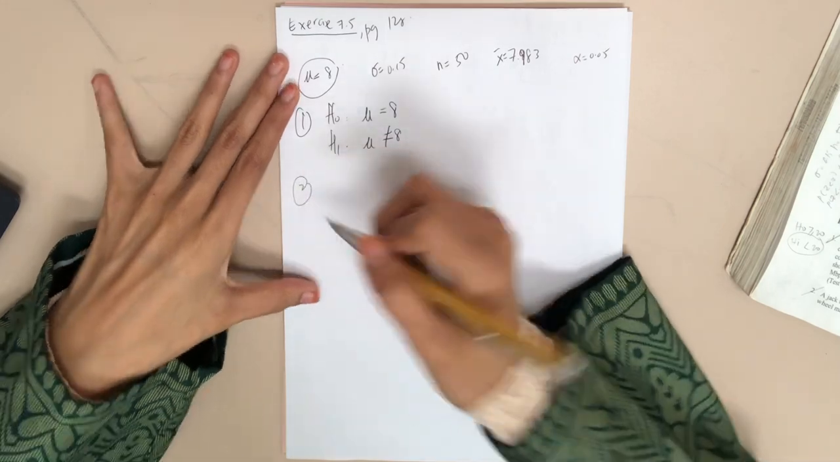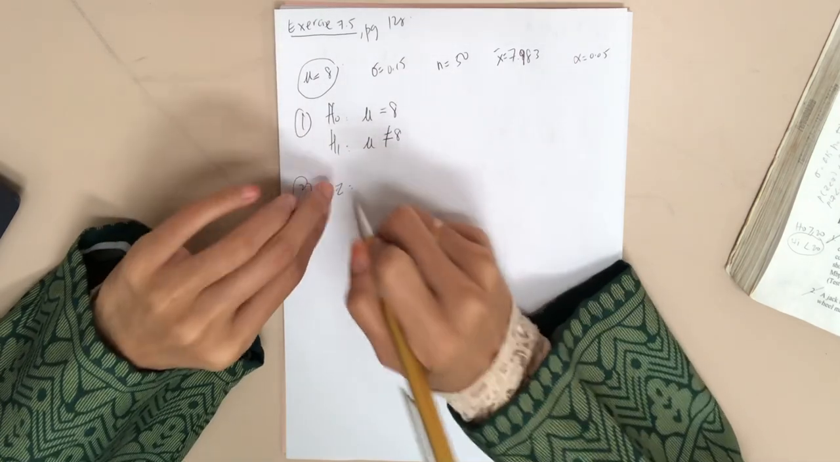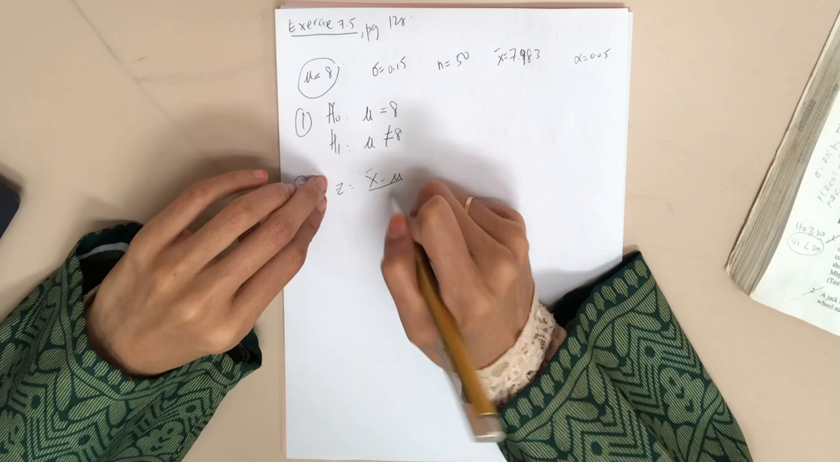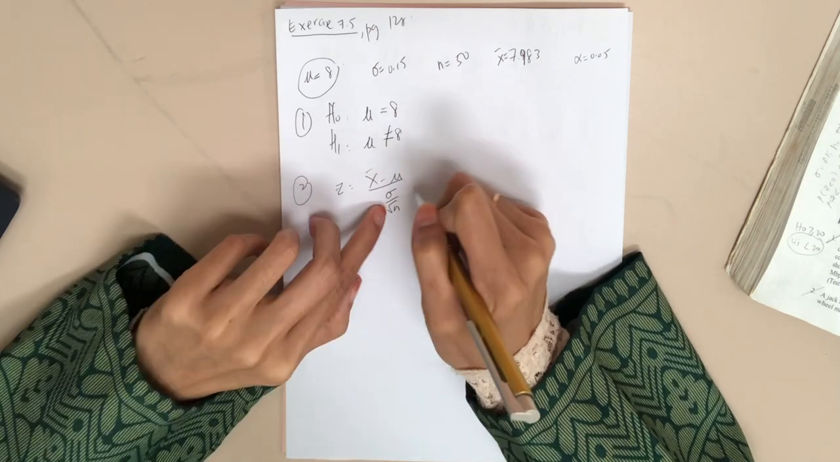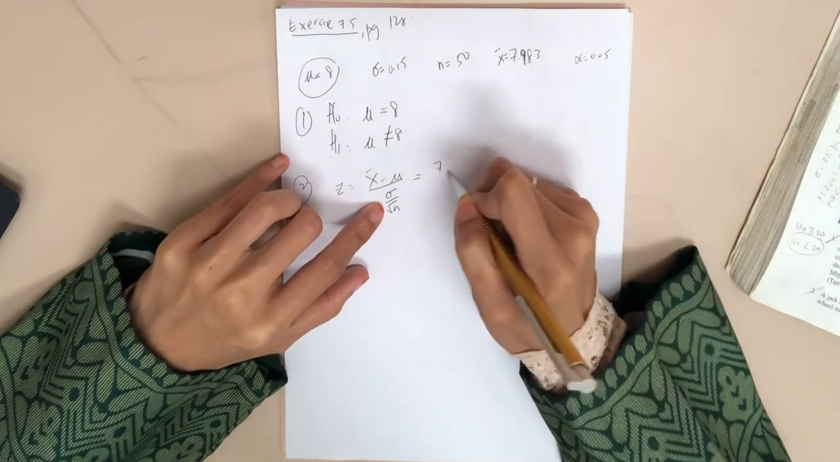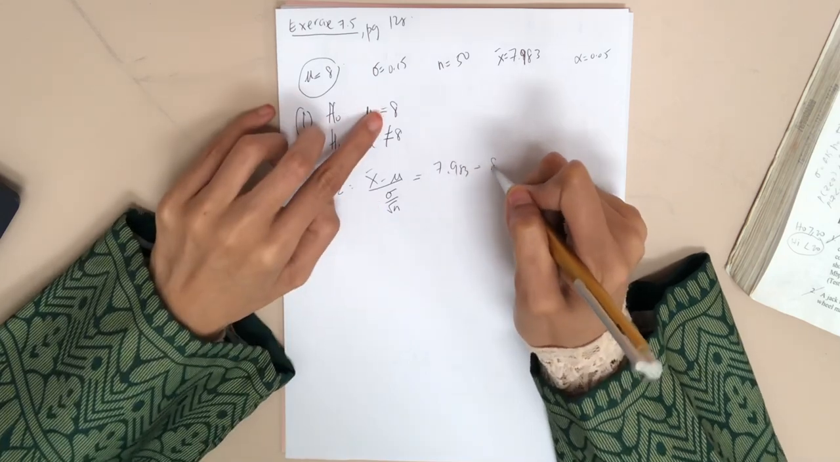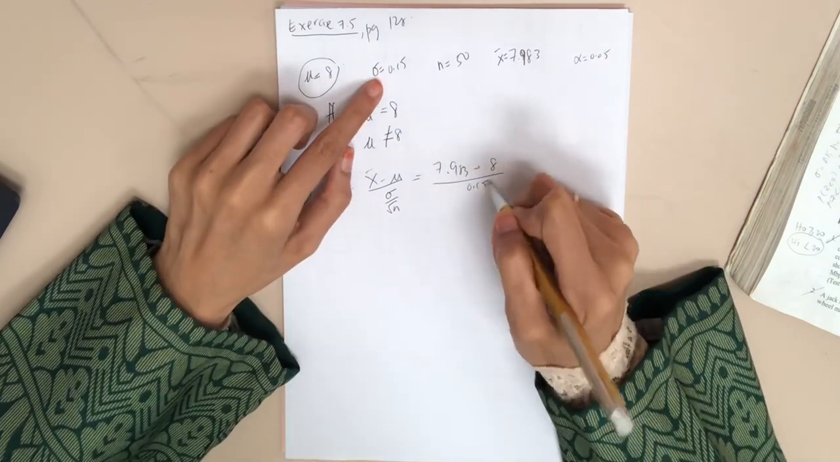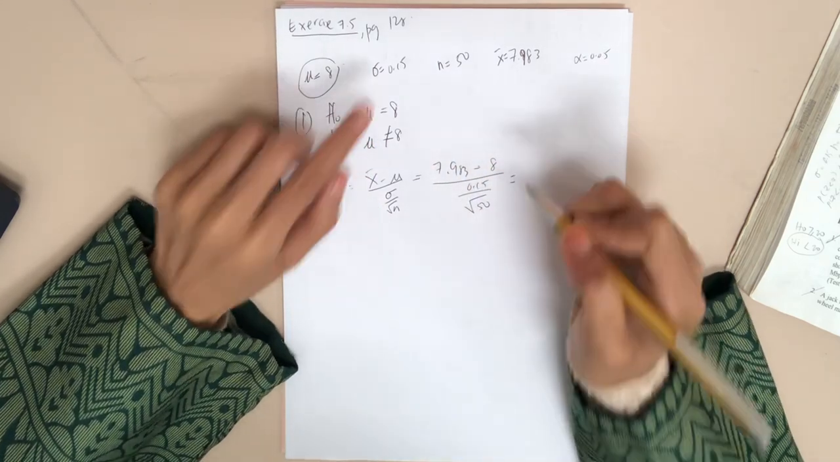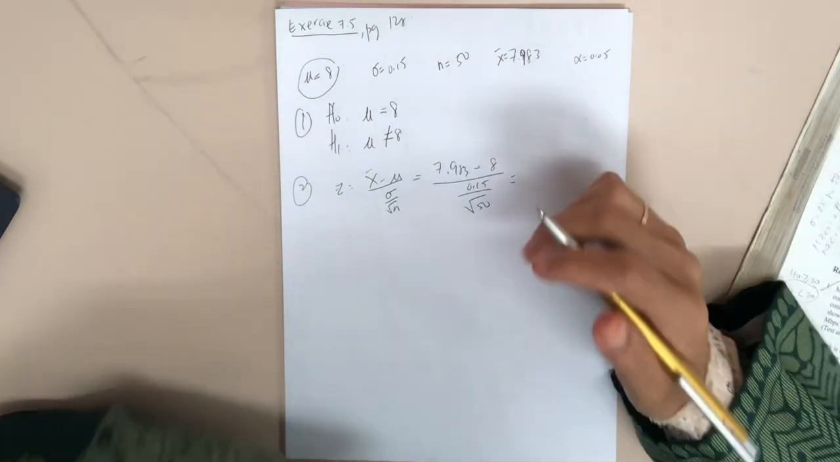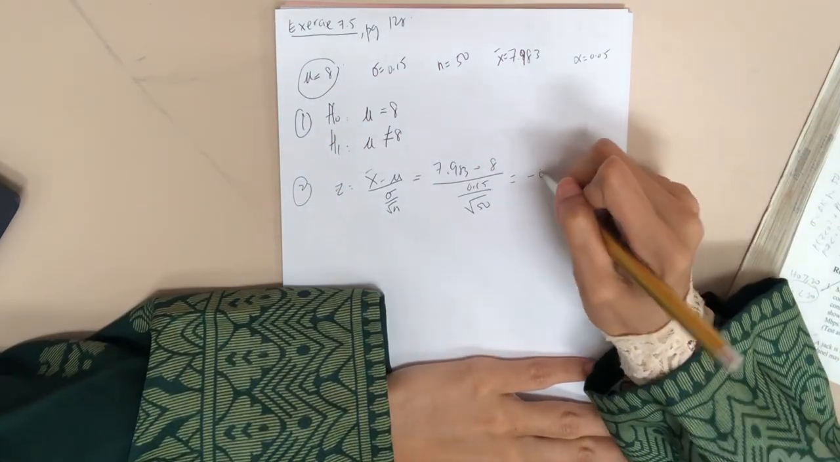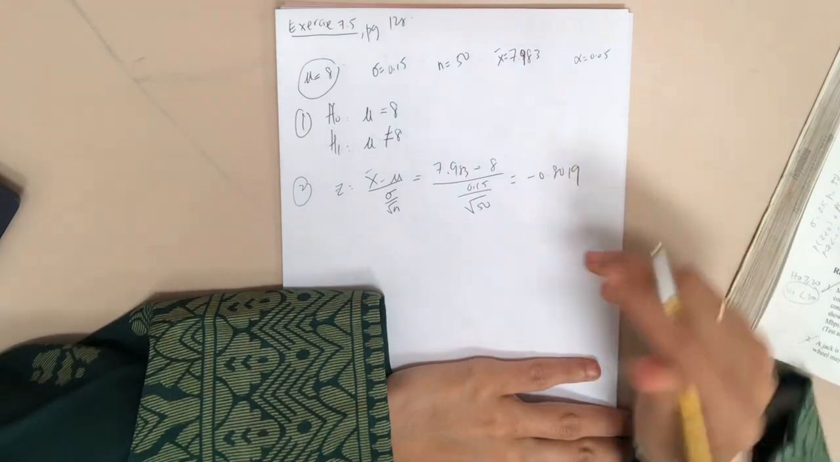Step number 2, find out the test statistic. So Z equals X bar minus mu over sigma over square root of n. X bar is 7.983 minus 8, sigma is 0.15 over square root of 50. So you will get what? I just write the answer here: negative 0.809.